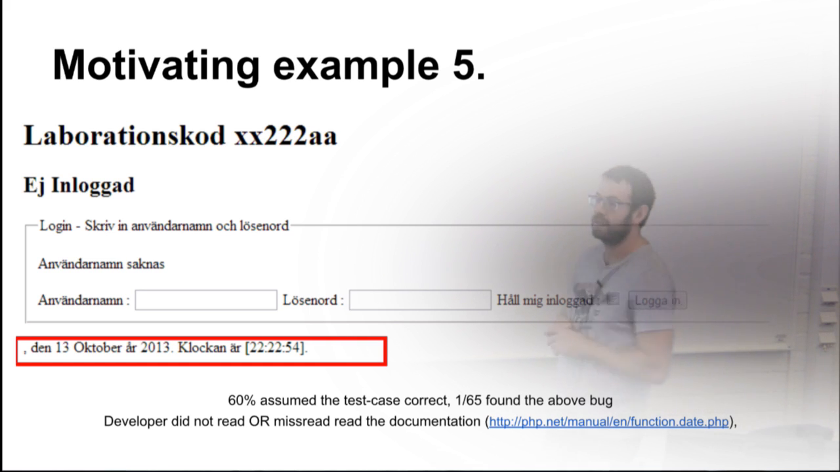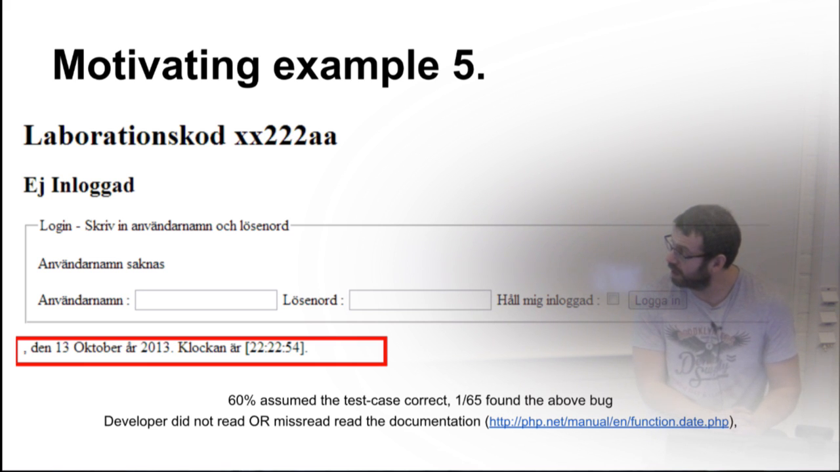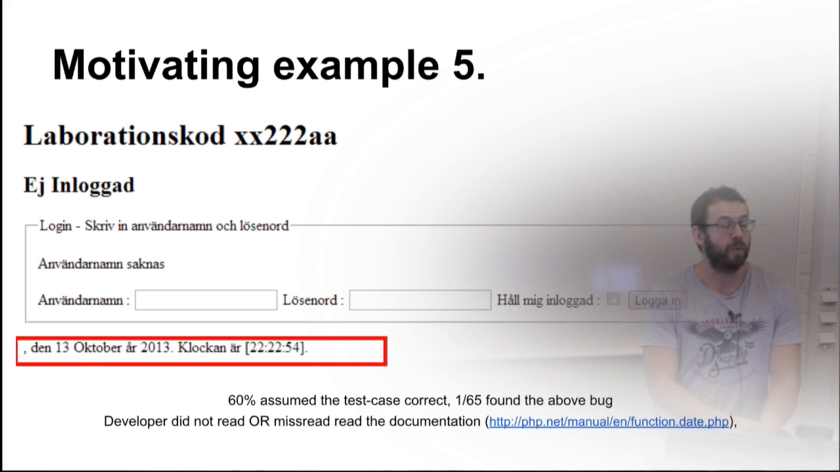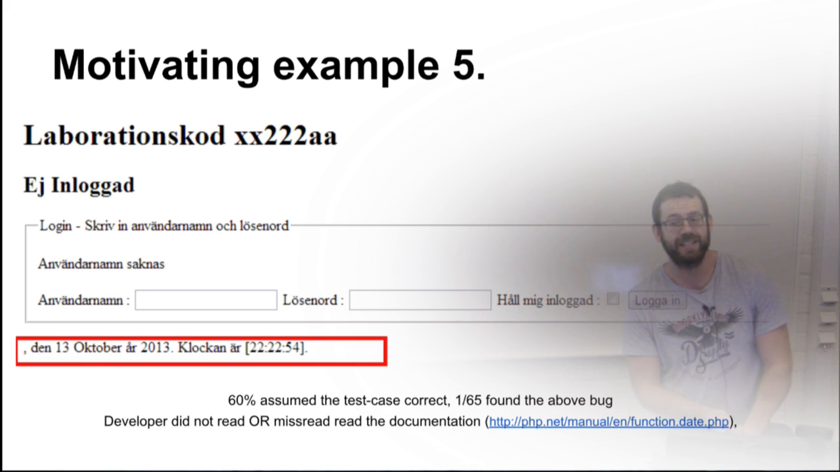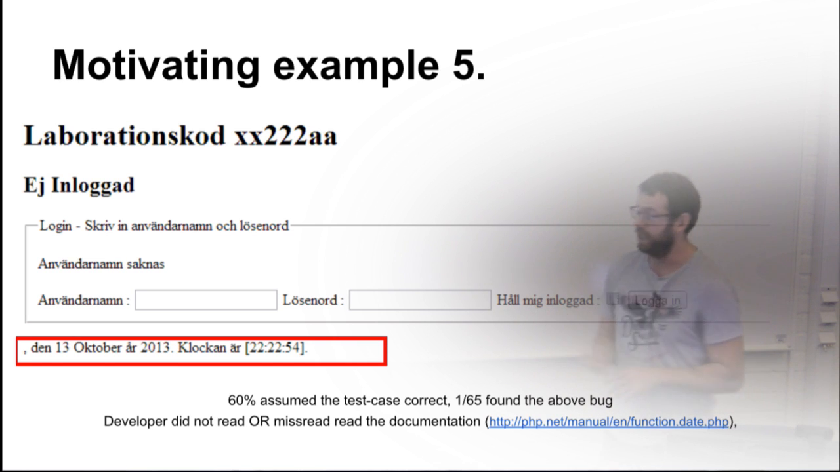Some of you noticed this one. I don't know if this bug was still around when some of you took the last course that I gave in software quality. But this is a test case, and at the point I let the student conduct testing of a small login system. And this login system was supposed to show the time and actually the day of the week also. So it should be saying today, Tuesday, the 13th of October, but in Swedish.